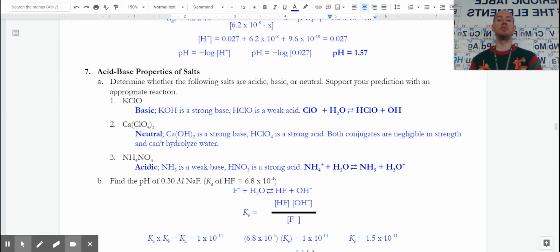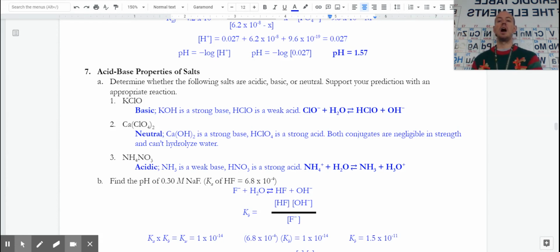The second one is neutral because we're thinking about, well, calcium's in our family of strong bases. Perchlorate is in our family of strong acids. When they react, we get water and obviously the calcium perchlorate, but that calcium ion came from a strong base, so it can't go back. It is negligible, like the potassium. But this time, the perchlorate ion is also negligible in terms of its strength to turn back into the original acid. So they are so weak, they don't do any reaction with water.